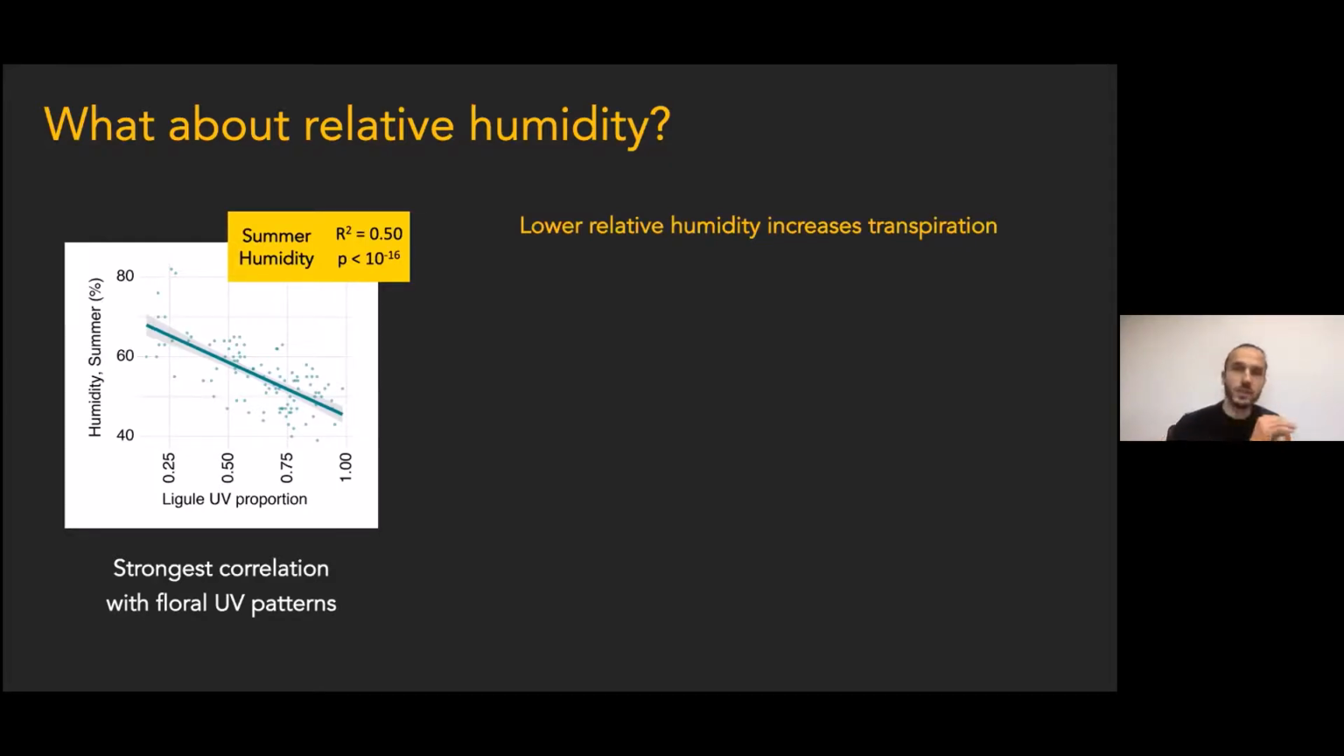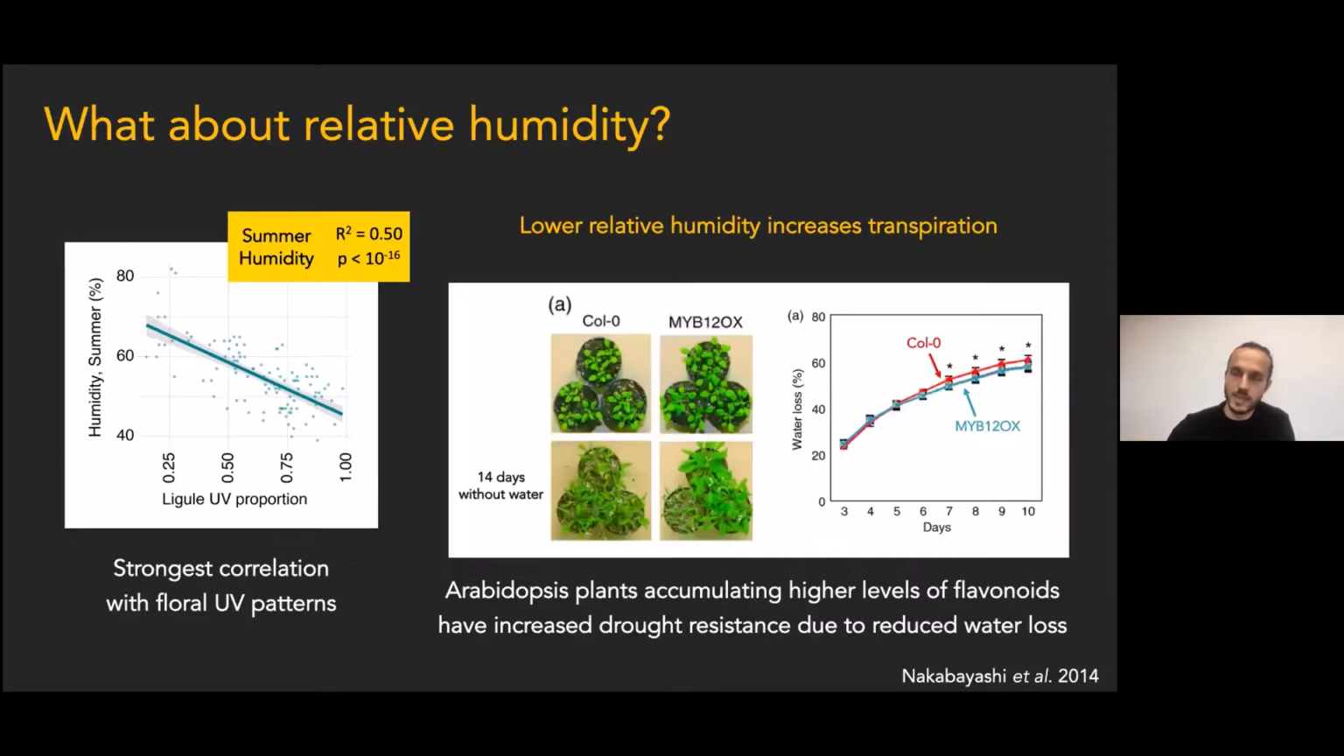And this is interesting because, of course, relative humidity is one of the main drivers of transpiration, so water loss. And it is known that flowers, and especially big showy flowers like sunflower inflorescences, are a major source of transpiration and water loss in plants. So much so that it has been shown in different species that plants that grow in drier places tend to have smaller flowers to reduce transpiration. And the other thing that is interesting is that flavonoids are known to play a role in regulating transpiration. So if you take Arabidopsis plants and take transgenic lines that accumulate much higher levels of flavonoid, they will resist drought much better. And this is because they lose water at a slower rate.